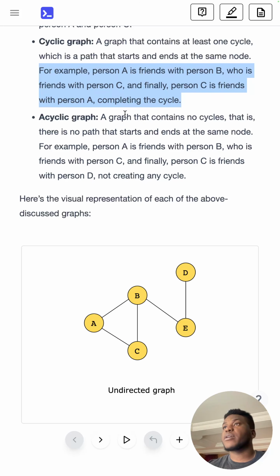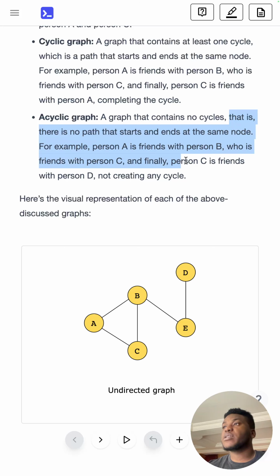Now, an acyclic graph is a graph that contains no cycles. That is, there is no path that starts and ends at the same node. For example, person A is friends with person B, who is friends with person C, and finally person C is friends with person D, not creating any cycle.